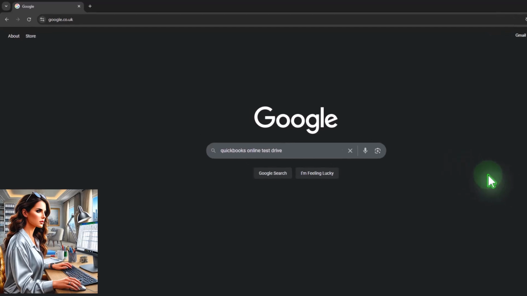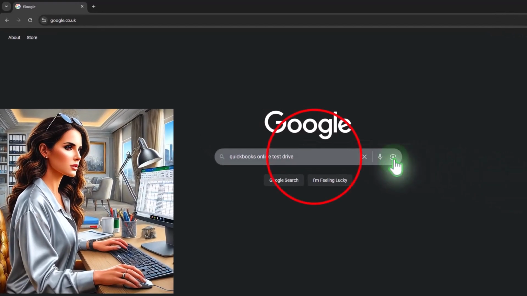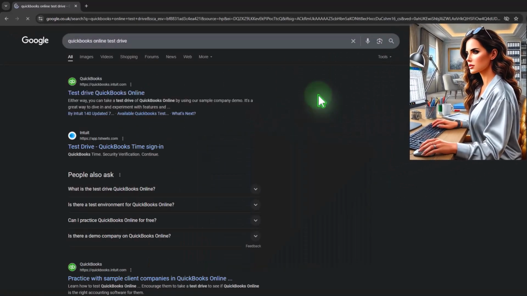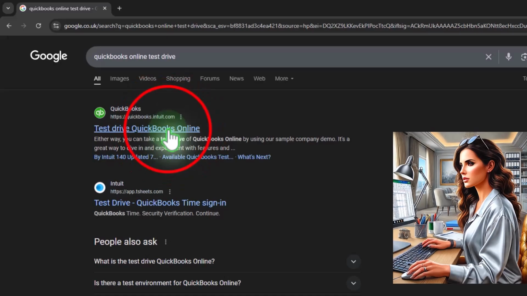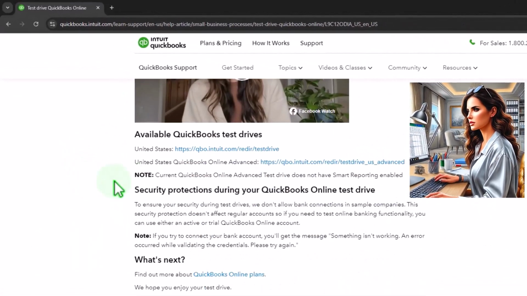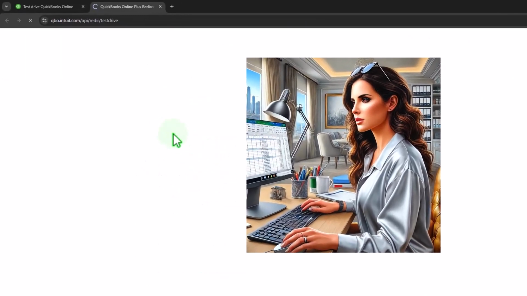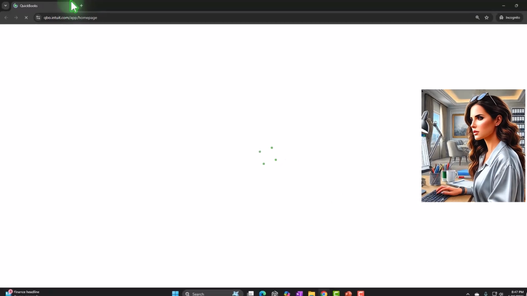Here we are online in our browser searching for the QuickBooks Online test drive, the free sample company file available to everybody, looking for the result that has Intuit.com in the URL because Intuit is the owner of QuickBooks. We're going to be selecting the United States version of the software, verifying that we're not a robot if needed, closing that prior tab because it's no longer needed.